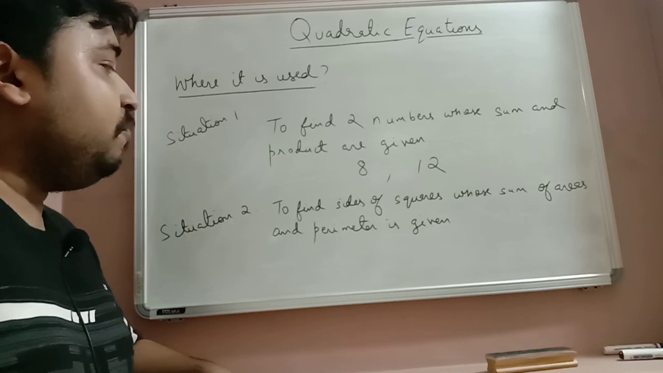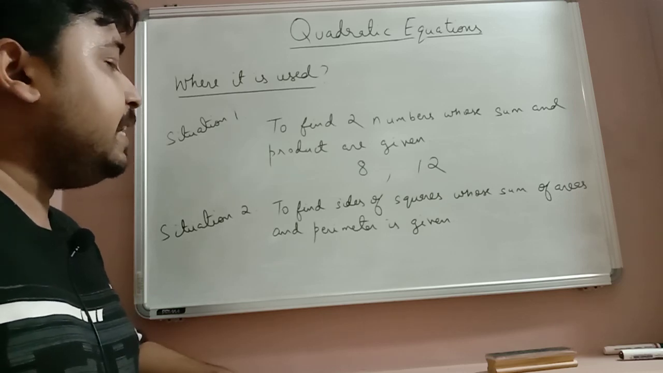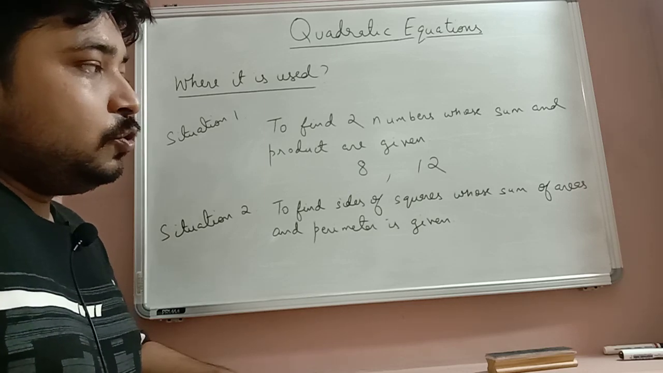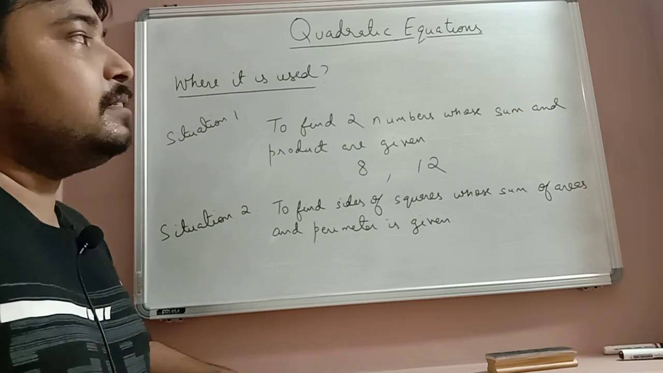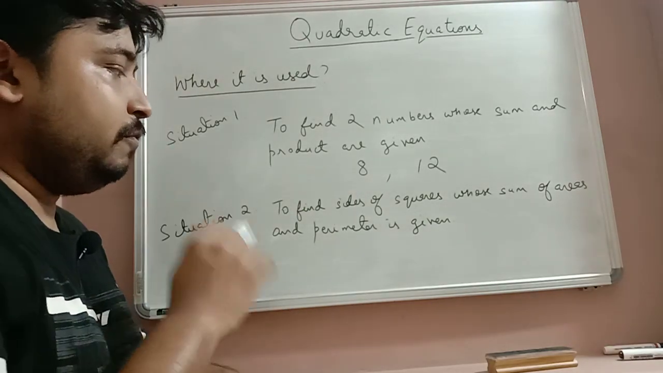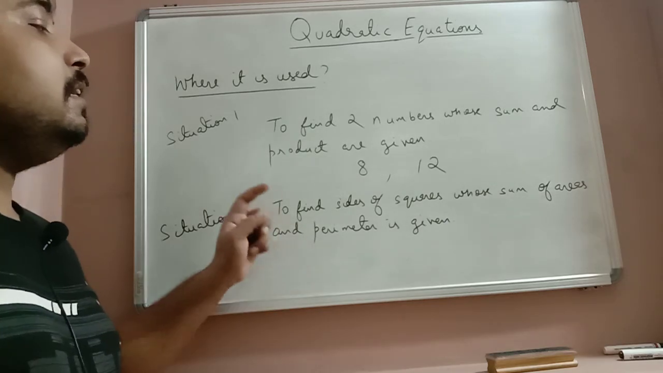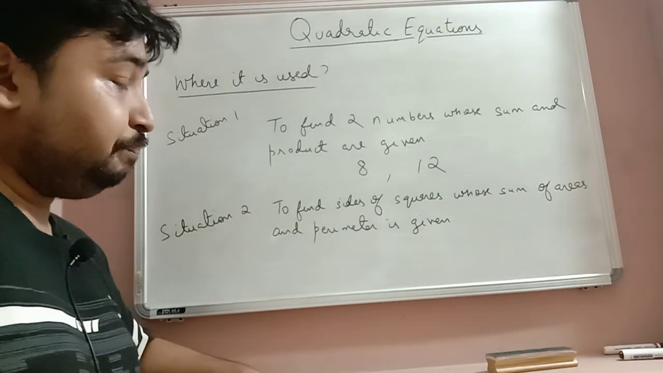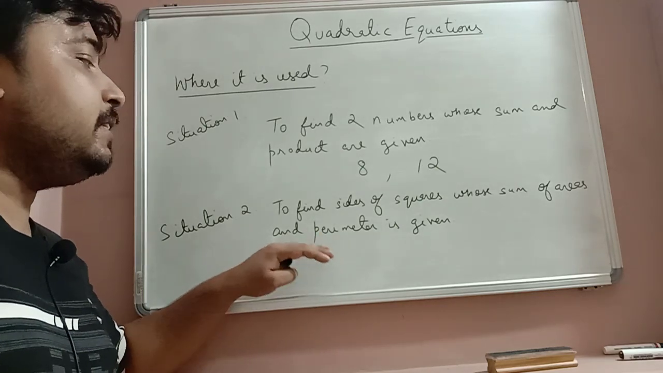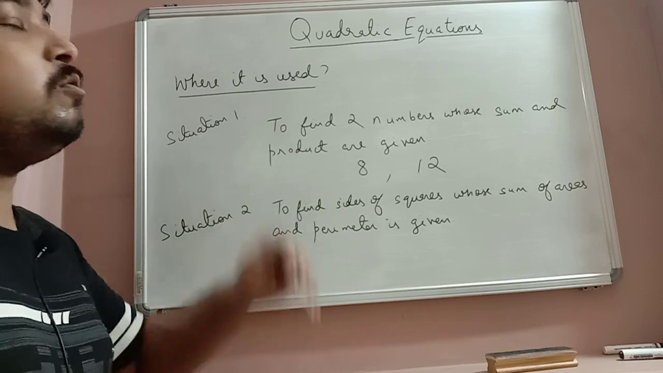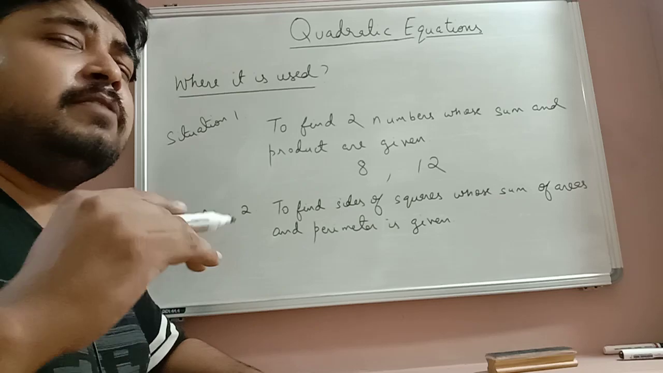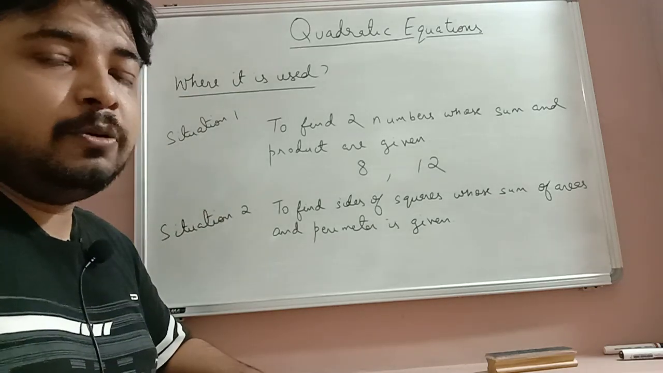Second situation says that to find the sides of the squares whose sum of areas and perimeters is given. So we can easily find the sides of the squares if the sum of the perimeters for the two squares is given and the sum of the areas of the two squares is given. Now we will see in the future videos how to solve this situation using quadratic equations. So this is the particular use of quadratic equation. It is used in many other situations in day-to-day life.